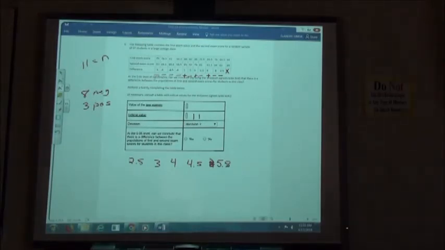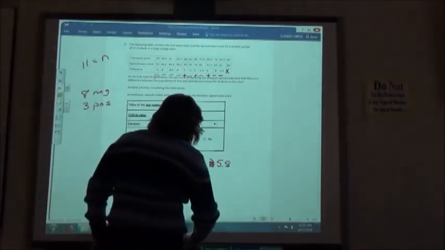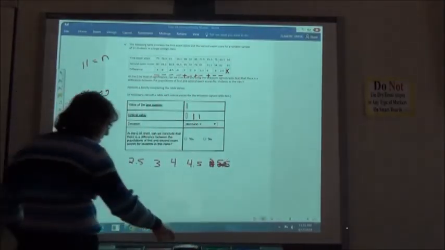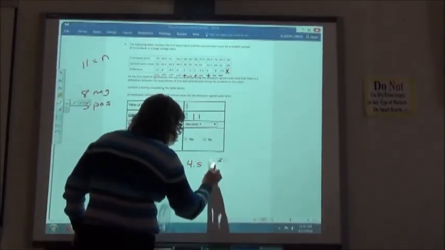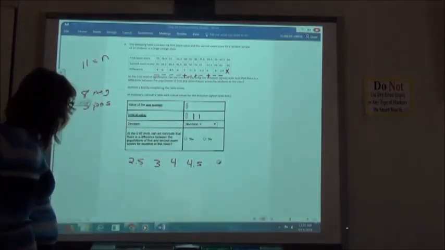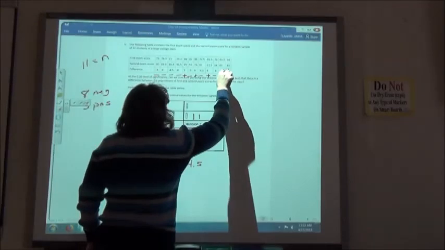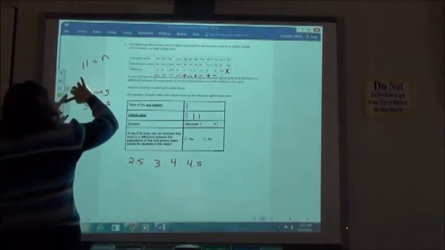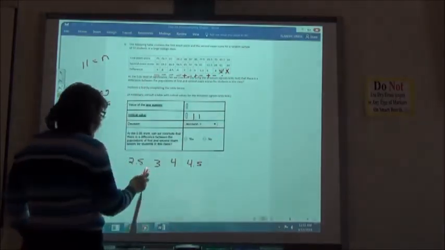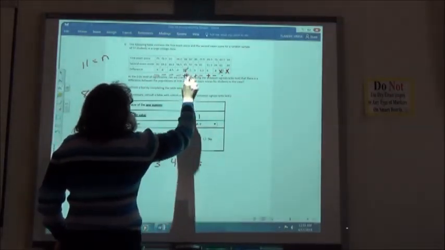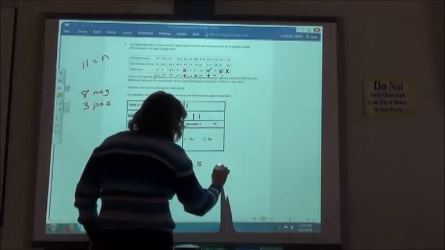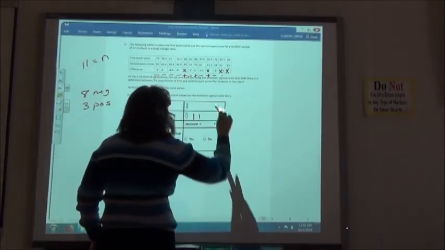Oh, I skipped some numbers. I am going to have to erase, but that's not going to work. Let's see if I can get it to erase. There we go. Let's go back. Okay. I better just X them out as I go. We have a 2.5. Turning my pen back on, hopefully. We said we had a 3, a 4, and then we have 2 5s. A 5 and a 5.